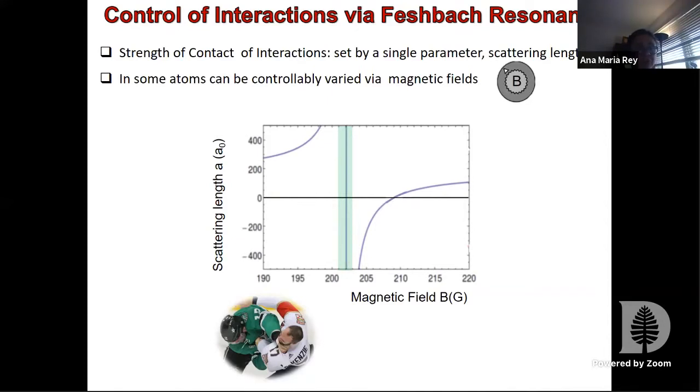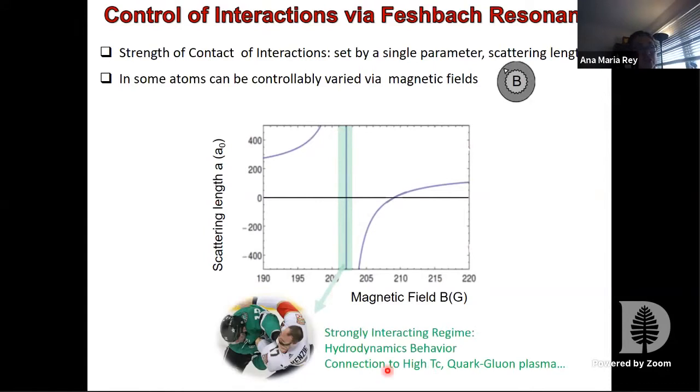Very, very strong. And in this case, these are my very aggressive hockey players. We are in the unitary limit. And just to connect with what was mentioned at the beginning of the talk, this is where my fermionic atoms can behave similarly to quark-gluon plasmas, and also connect to high temperature superconductors. So this is a regime where the system is truly strongly interacting, and the attention of the community, because of these very exciting connections, has been focused on that regime.